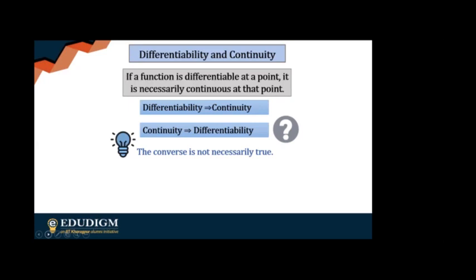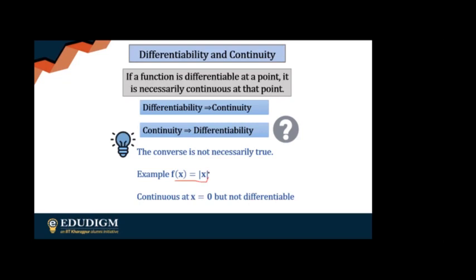The converse is not necessarily true. This is something I want you to go and figure out. If you take f(x) = |x|, this is continuous at x equals 0, but this is not differentiable, all right? So just one thing I want you to see.